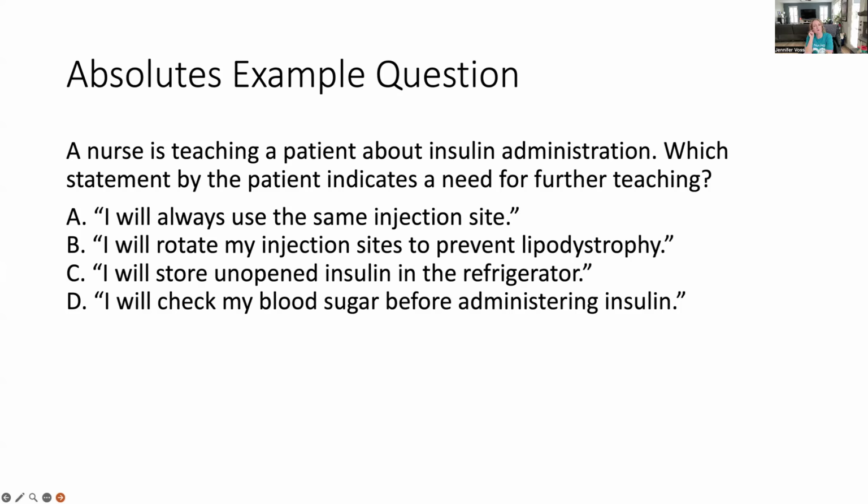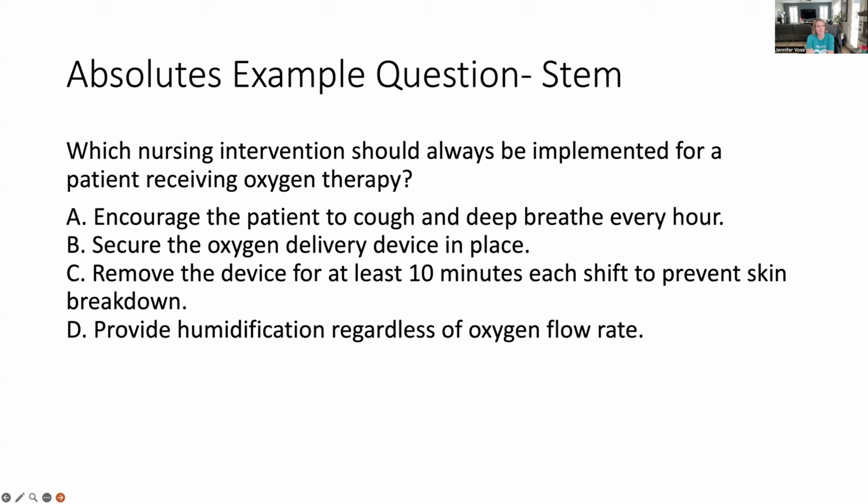Let's take a look. "I will rotate my injection sites to prevent lipodystrophy." Yeah, that sounds good. "I will store unopened insulin in the refrigerator." Also sounds good. "I will check my blood sugar before administering insulin." Also sounds good. So in this case, we're looking for that false statement, remember, because it's negative polarity. And not only is it our only false statement, but it's got that concrete absolutism in there to help us really be confident with that being our correct wrong answer. Or is it our wrong correct answer? I don't know.